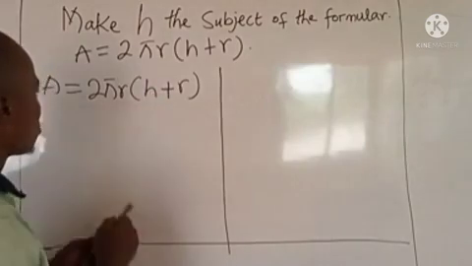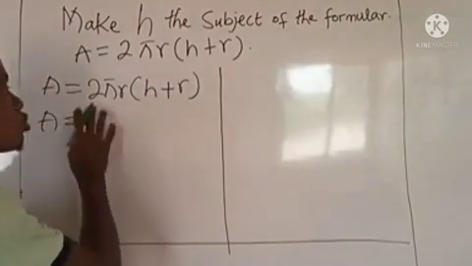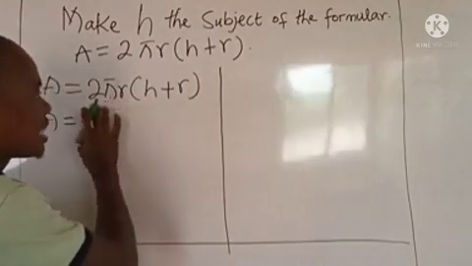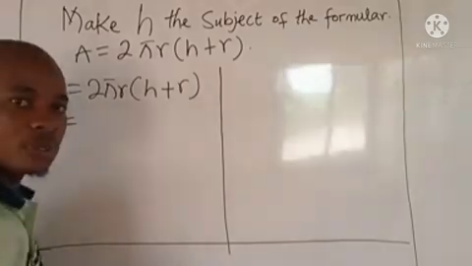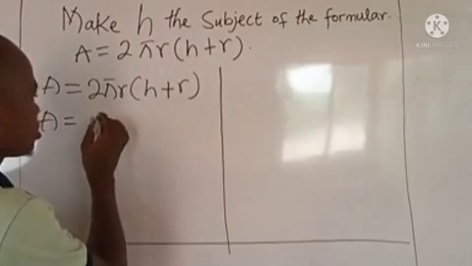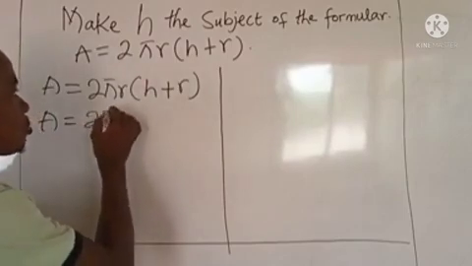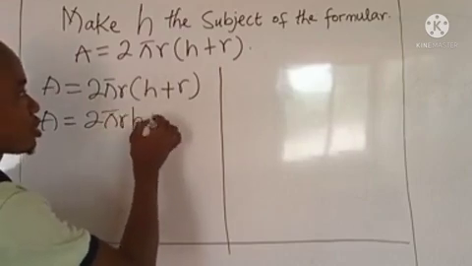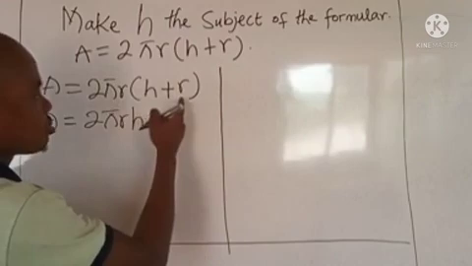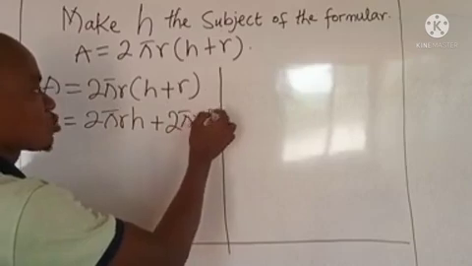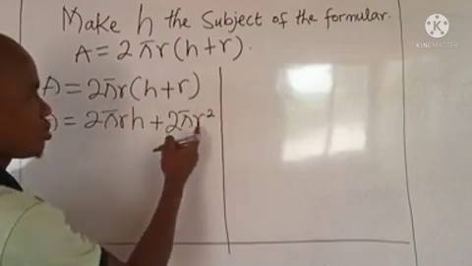So what's the next thing to do? We use this one outside to open the bracket by multiplying it by each of the terms in the bracket. So we have 2 pi r times h, we are going to have 2 pi r h, plus 2 pi r times r. We are going to have 2 pi r squared, because r times r gives r squared.